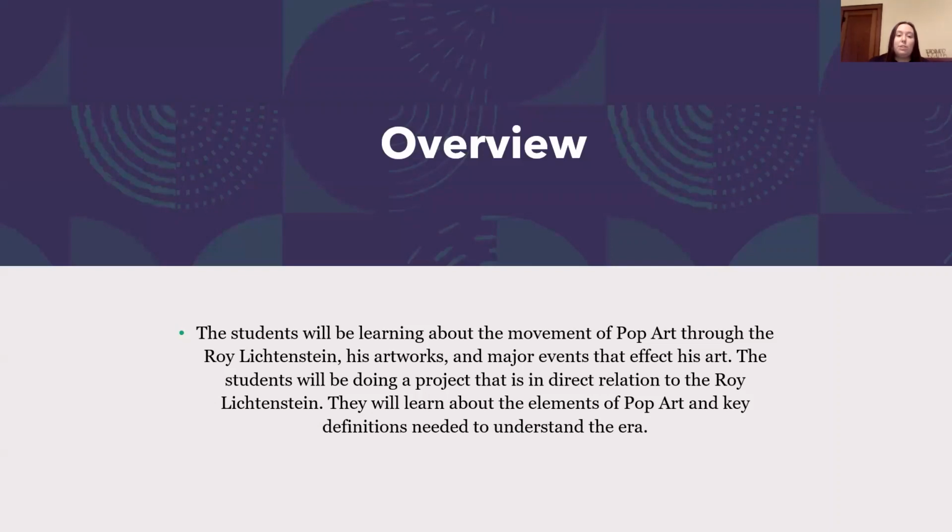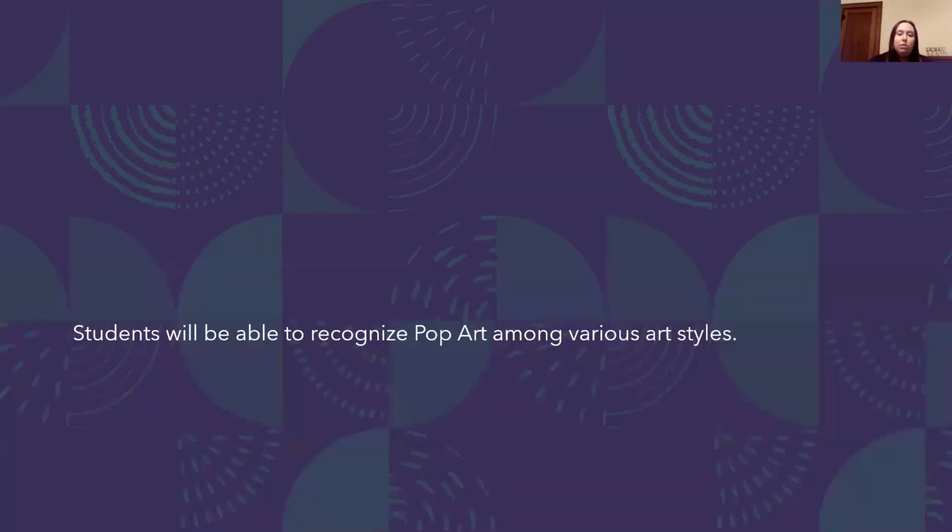The overview is that the students will be learning about the pop art era through Roy Lichtenstein, his artworks, and major events that have affected his art. The students will be doing a project that is in direct relation to Roy Lichtenstein. They will learn about the elements of pop art and the key definitions needed to understand this era.